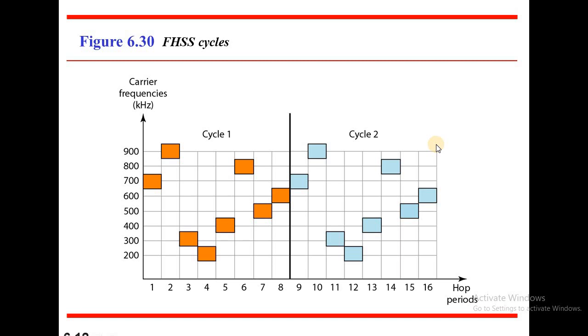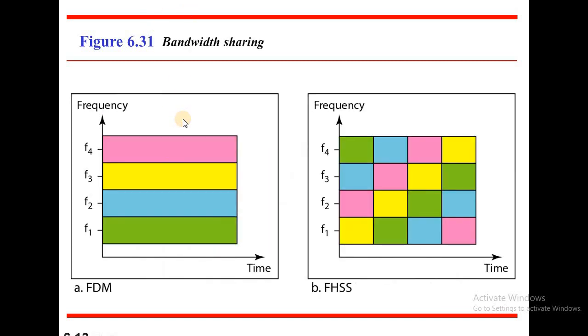The wideband spectrum can be divided into 8 frequencies, and the frequency will keep on changing. These are the hit ratios, hop periods, and carrier frequencies. In this way, bandwidth sharing will work. In this bandwidth sharing, the frequency FDM method will be used.